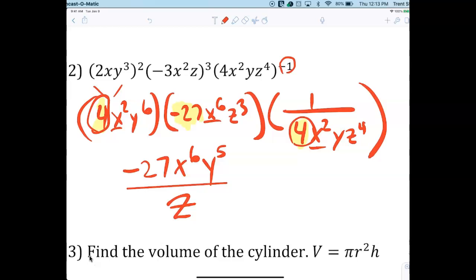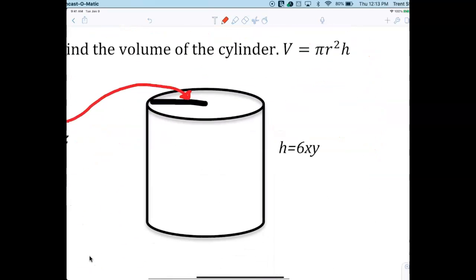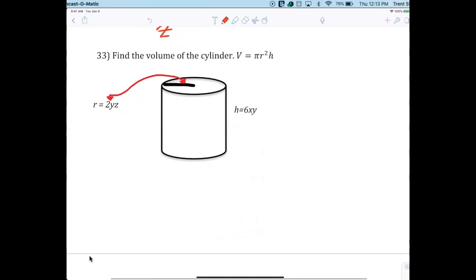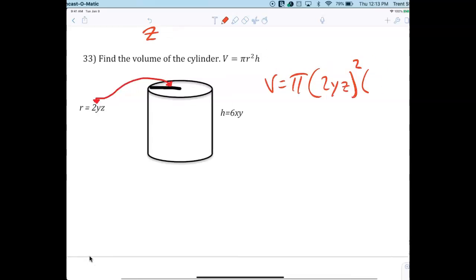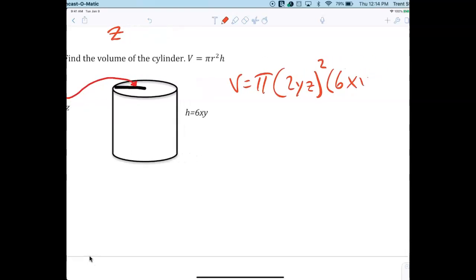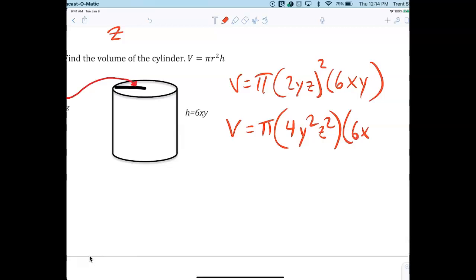All right, practice, practice. Here we go. Let's do the volume. I even give you the formula. So you're going to put down volume equals pi. What's the radius? 2yz, squared, times the height, which is 6xy. Come on, guys, this is not hard. Pi is called a constant. So V is equal to pi, what's 2 squared? 4. y squared, z squared times 6xy. Does everybody see that so far?